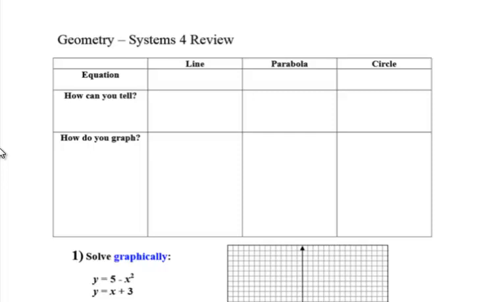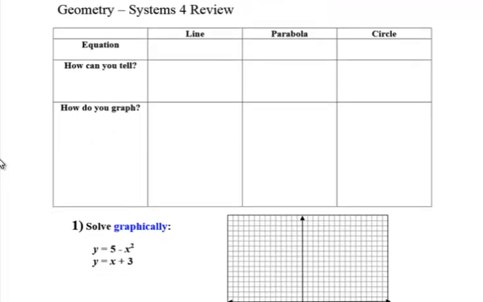But systems. When we're talking about systems, we're thinking about the points of intersection, whether that's one or more than one. And we've looked at three different types of equations that we can have. Lines, y equals mx plus b. And remember, our m is our rise over run. Our b is our y-intercept.